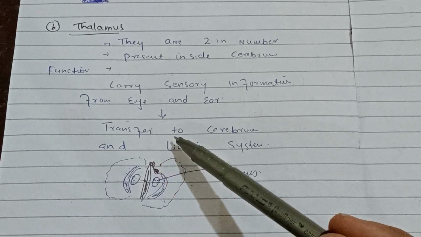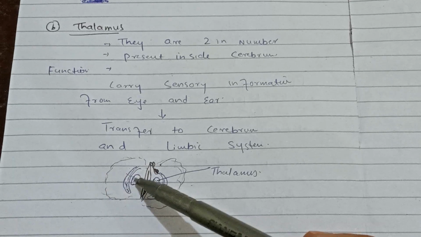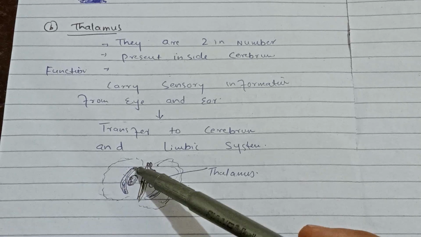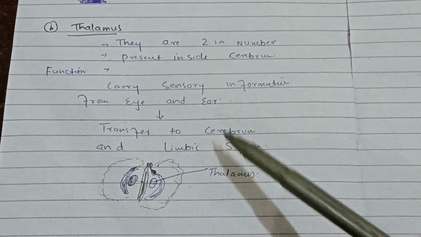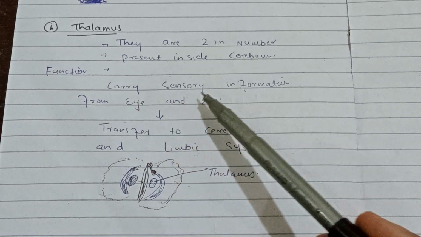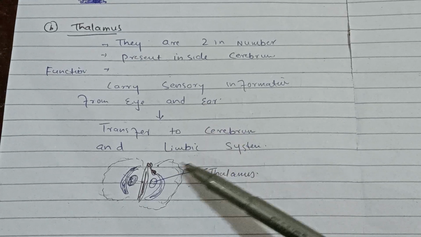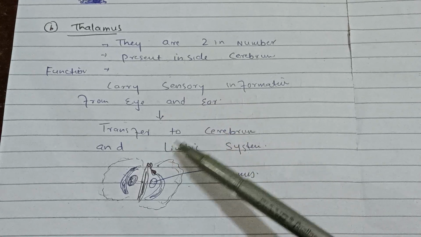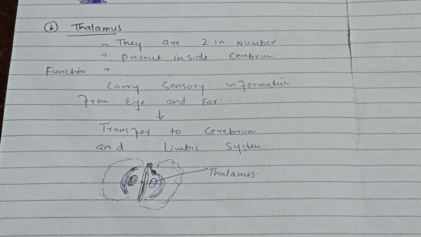It is present inside the cerebrum. This is the cerebrum, and within the cerebrum is the thalamus, and this is something called the limbic system. I will discuss it. This is the thalamus. The thalamus's main function is to carry sensory information from the eyes and ears and transfer it to the cerebrum and limbic system. There is not more about the thalamus that I want you to memorize.